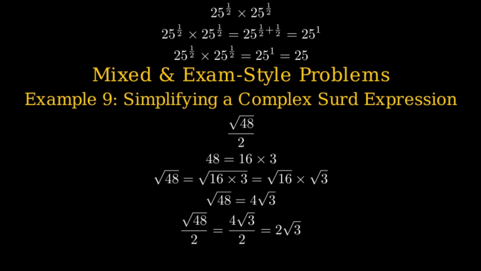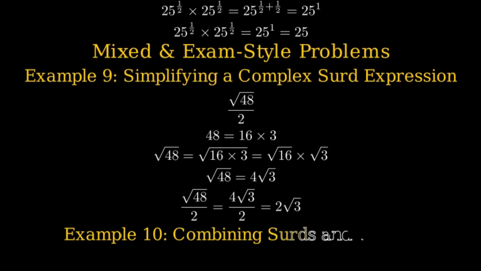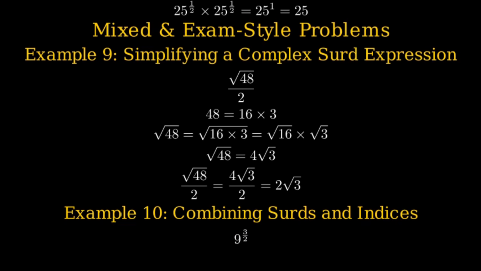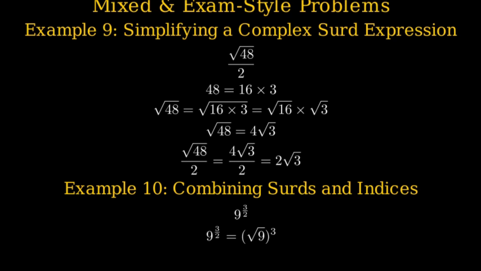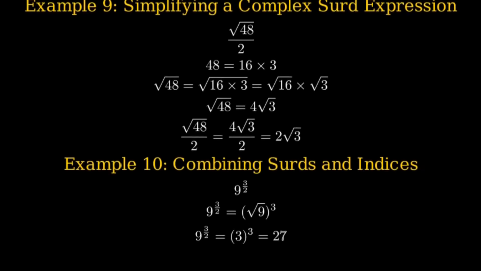In example 10, we'll combine surds and indices. We need to evaluate 9 to the power of 3/2. Using our rule for fractional indices, we can rewrite this as the square root of 9 to the power of 3. The square root of 9 is 3. So, the square root of 9 to the power of 3 equals 3 to the power of 3, which is 27.